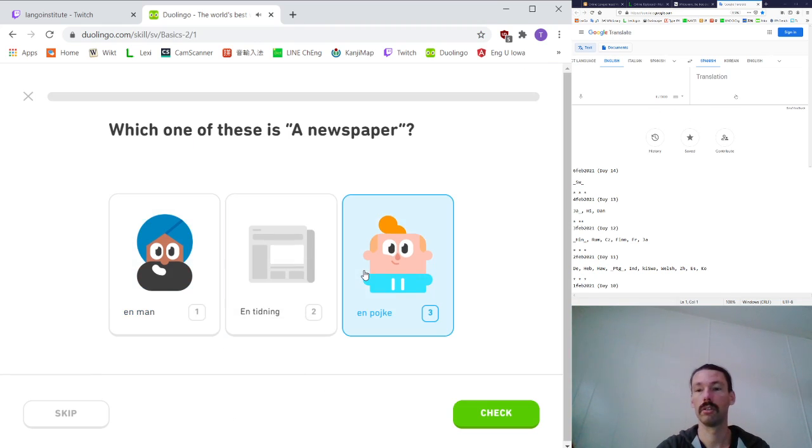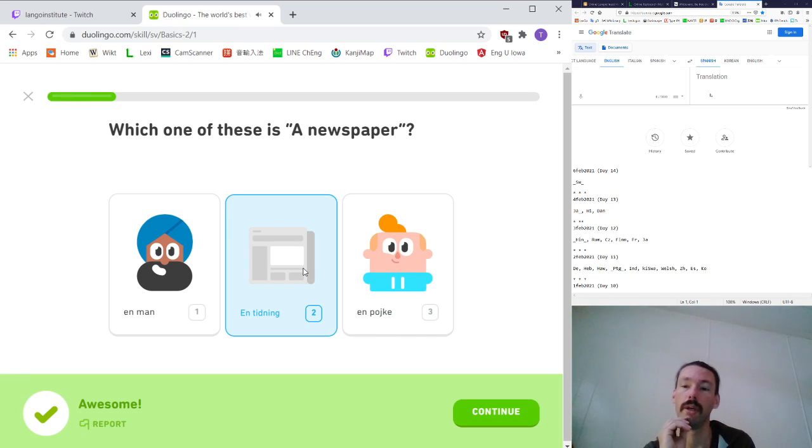En man, en pojke, en tidning. Tidning. So I'm paying particular attention to how the accent moves. Tidning. We have those two falling tones on syllables. That's an important part of pronouncing the language correctly.